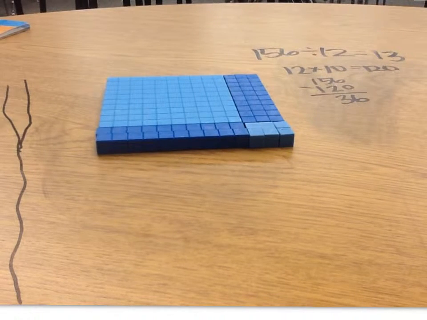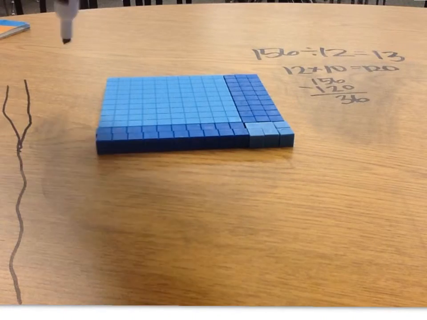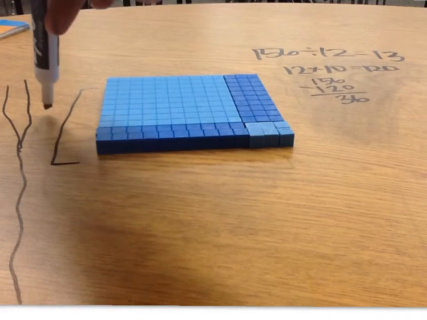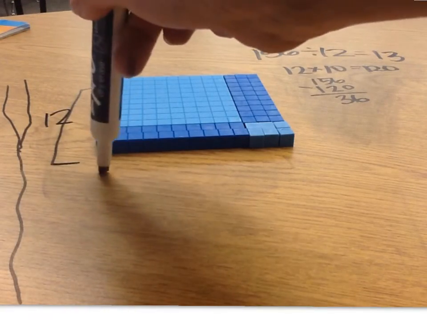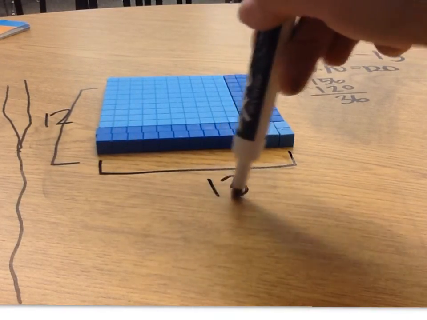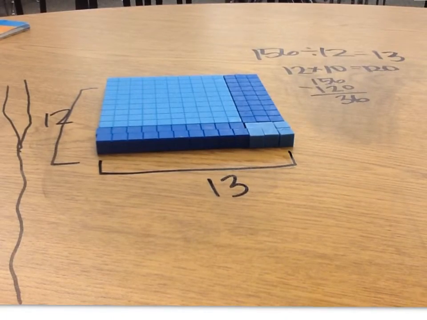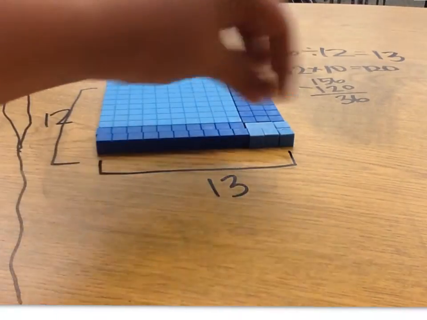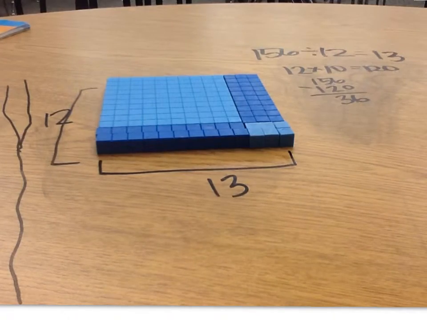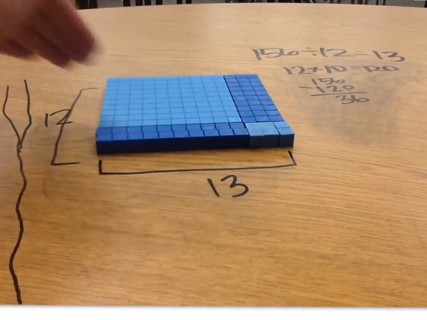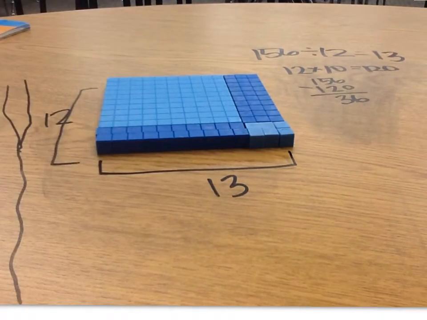Some people like to look at this type of problem and say, well, it's kind of like an array. So right here, this would be my 12. This right here is 13. 12 times 13 is 156. I've just taken my 12 groups, given everyone 13. So 12 times 13 is 156. 156 divided by 12 is 13. And we've just shown it with our base 10 blocks.